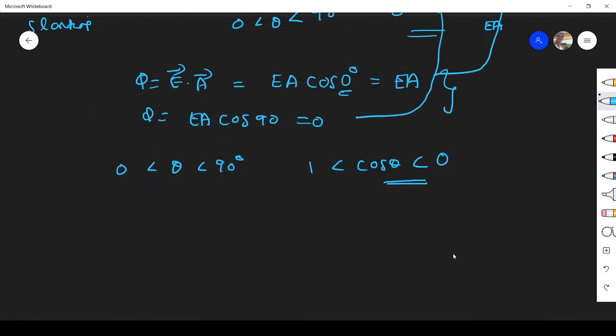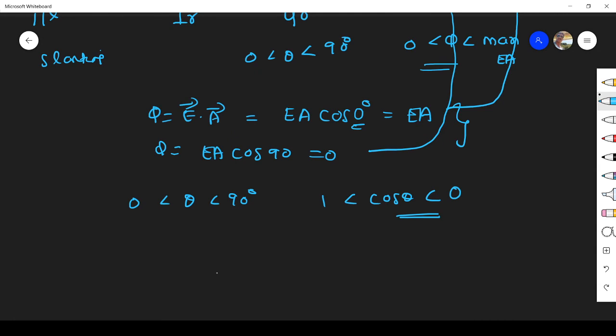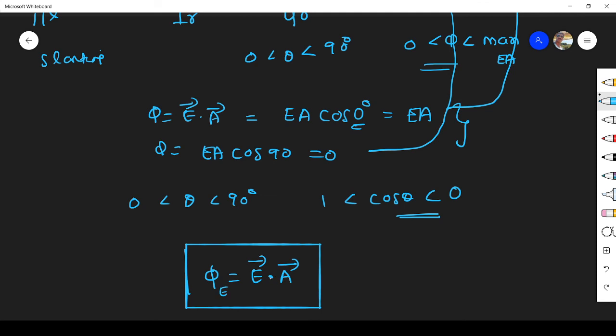That's why we are saying it in vector form, because area is a vector, because the position of the area is very important in electric flux. So I want to represent area in terms of a vector. So flux in terms of the area vector is given by E dot A. Scalar form, phi is simply equal to EA.